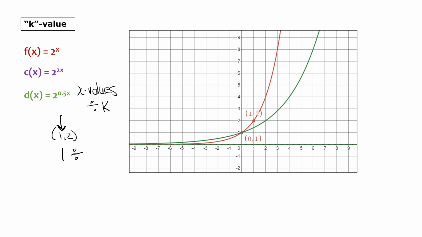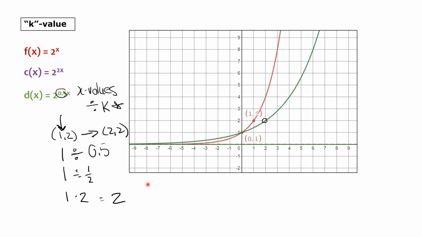Remember, up here we divide it by k. So I take my 1 and I divide it by k, and here's my k value, it's 0.5. So I'm taking 1 and dividing by 0.5. That's 1 divided by 1/2, or we invert and multiply, and that's 1 times 2, so we get a 2. So (1, 2) becomes (2, 2), which is right here.